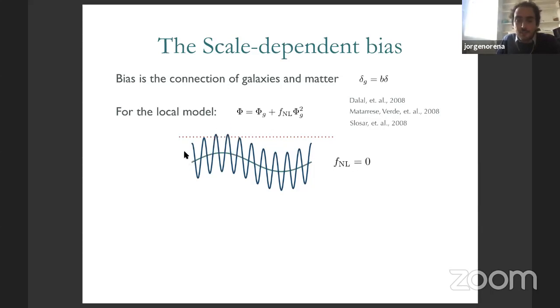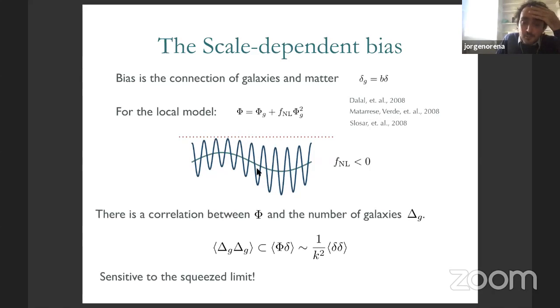This is for FNL equals 0. Both the short wavelength scales and long wavelength scales are independent. If it is positive, the short wavelength scales will be enhanced whenever I'm on a hill and suppressed whenever I'm on a valley. And therefore, I would form more galaxies. With the opposite sign, the opposite happens. So there is a correlation. With FNL different from 0, there is a correlation between the number of galaxies and the gravitational potential.